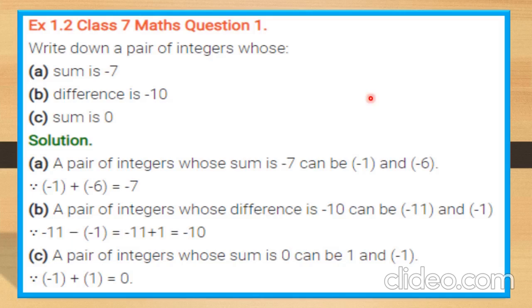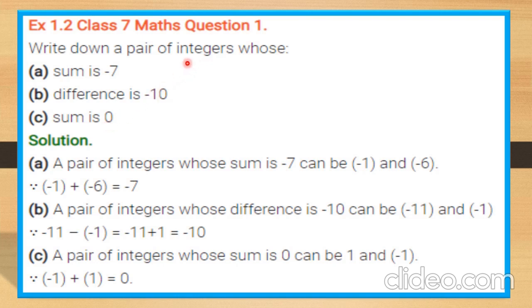Dear students, today let us see exercise 1.2. The first question is, write down a pair of integers whose a) sum is -7, b) difference is -10 and c) sum is 0.